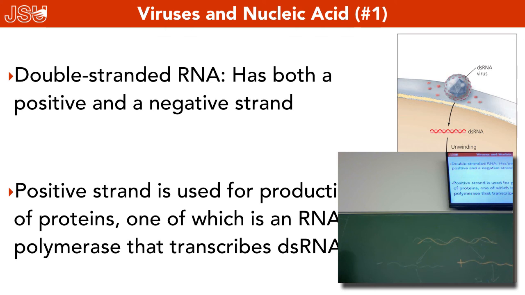This adds another step, actually. The positive sense will make, well, the diagrams of these are oversimplified. The double-stranded is correct. So the product of this will also be double-stranded viral RNA, and that will be used in virions after that.